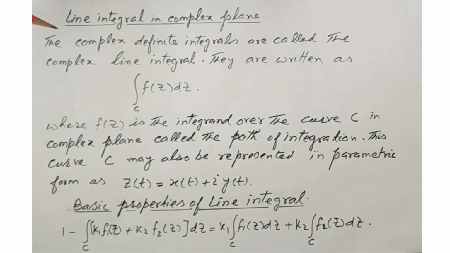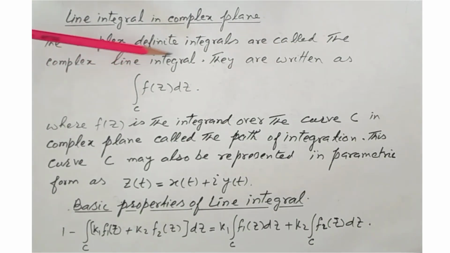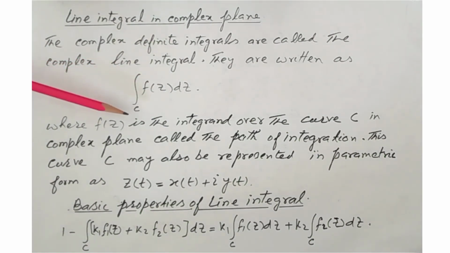Now the topic is line integral in the complex plane. The definition of line integral in complex plane is that the complex definite integrals are called the complex line integrals. They are written as integral f of z dz over c, where c is the contour.